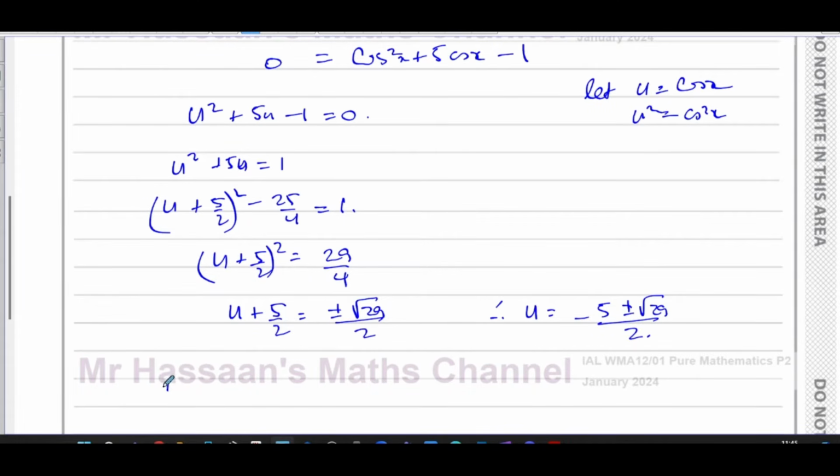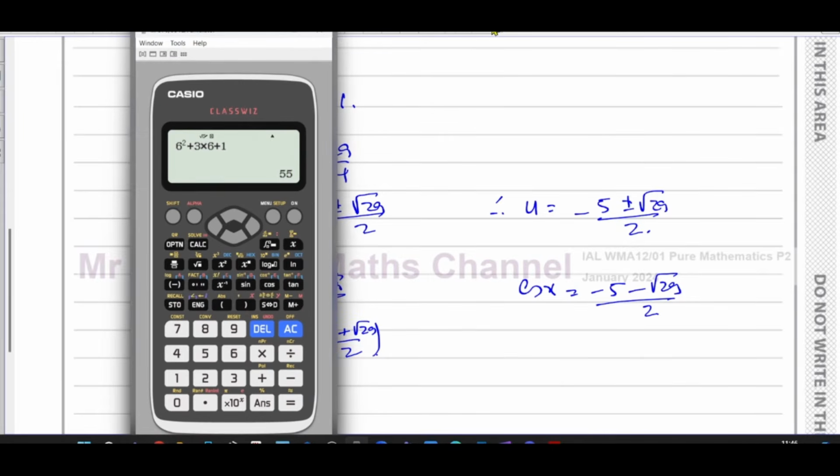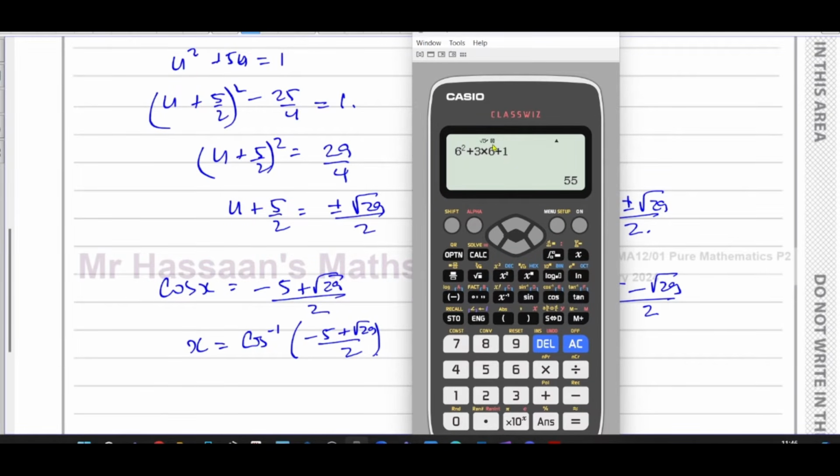So we can say that the cosine of x can either be (-5 + √29)/2, or the cosine of x can be (-5 - √29)/2. Now, I suspect that this will have no solutions because its value is going to be less than minus 1. We'll see. So let's see what happens when I put this in my calculator. So x is going to be the inverse cosine of (-5 + √29)/2. I think this should give us some solutions. Let's see. We've got to make sure we're in degree mode, which we are, I think.